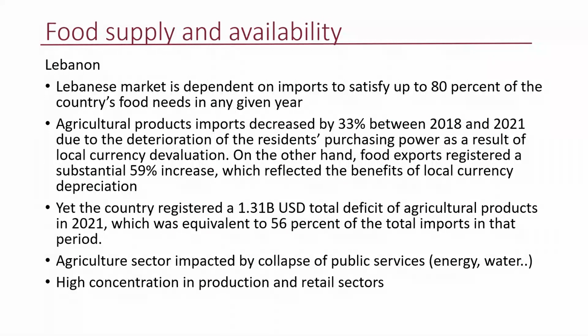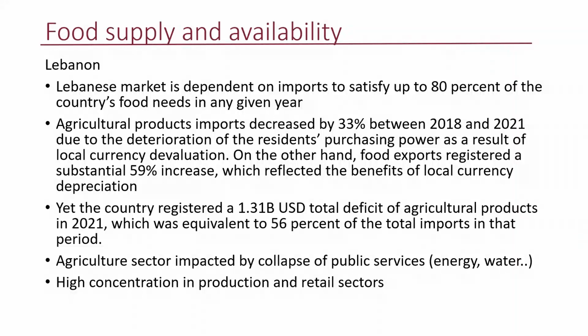Turning to food supply and availability, in Lebanon, the Lebanese market is dependent on imports to satisfy up to 80% of the country's food needs in any given year. Although agriculture imports have decreased recently because of the deterioration of local purchasing power, and exports have substantially increased because of the local currency depreciation, still the balance of trade in agricultural products has witnessed a deficit of about $1.3 billion in 2021, about 56% of the total imports.